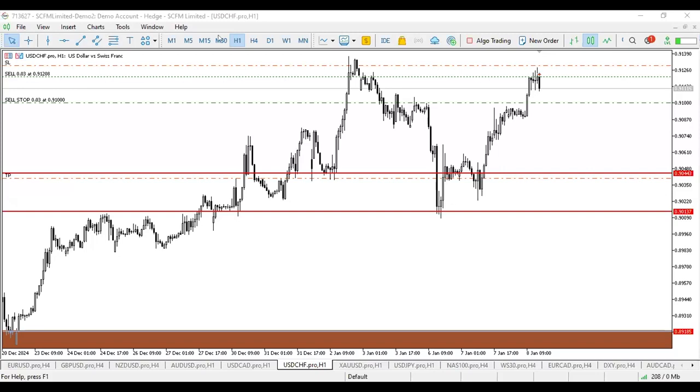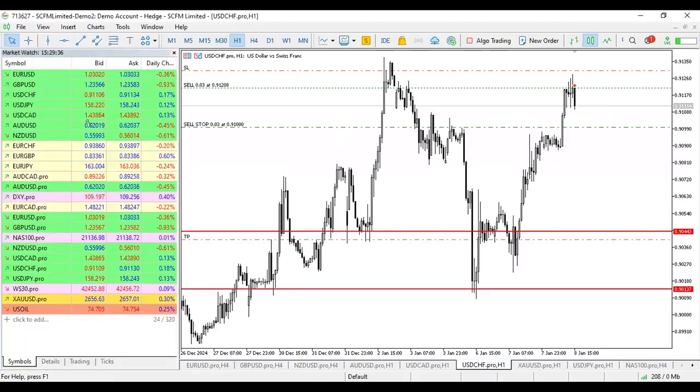For example, let's look at this market watch here. You can see this Euro USD, the Euro is paired to the dollar. These are major currencies.